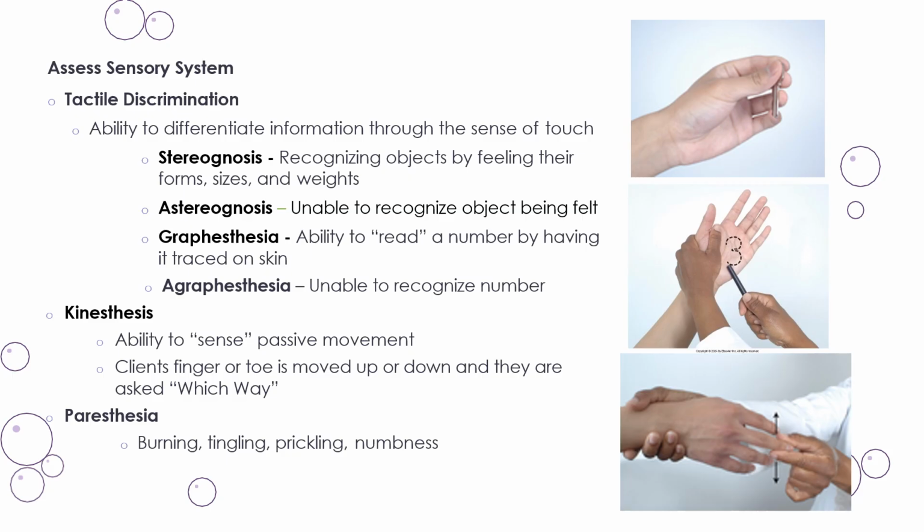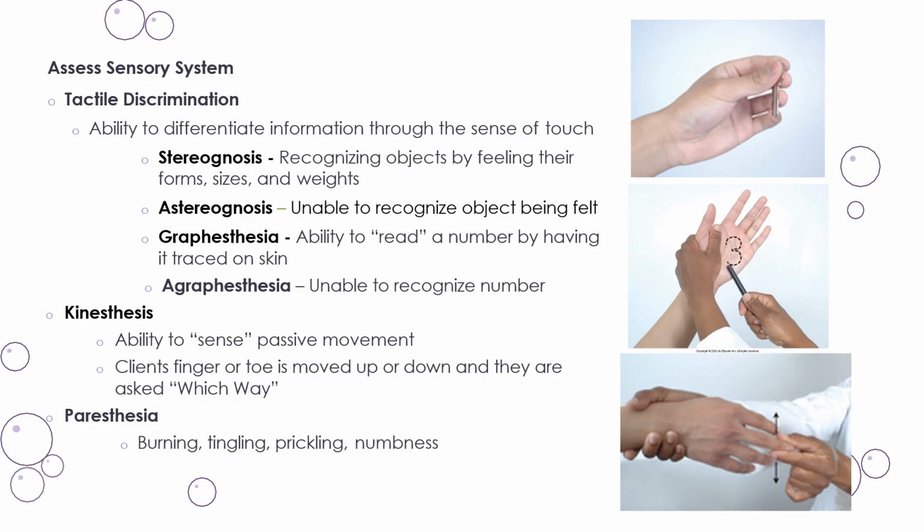Assess the sensory system again. Tactile discrimination is going to differentiate information through the sense of touch. First, we have stereognosis. This is recognizing objects by feeling their form, size, and weight. You place a key in somebody's hand and they are able to tell you what it is. Astereognosis is the inability. They're not able to tell you what that object is.